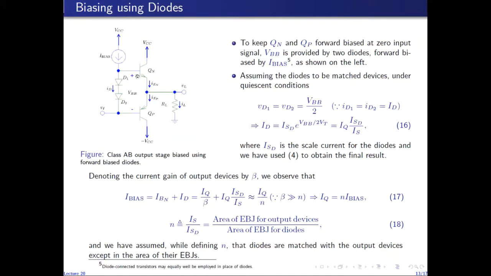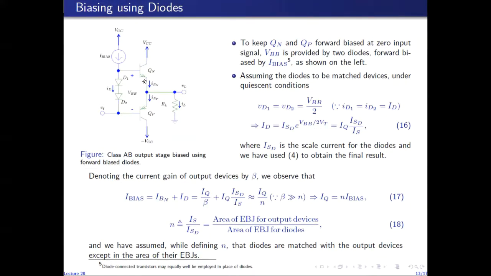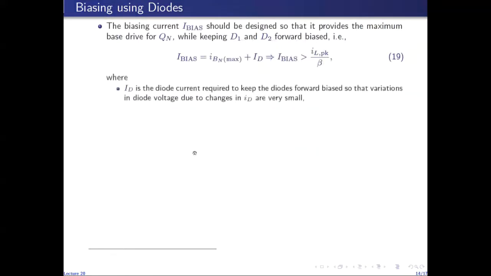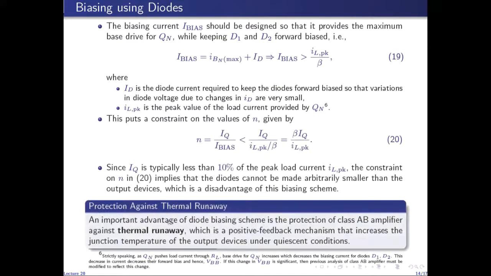So this is a positive feedback mechanism, which just keeps on increasing the temperature of the device. And if not checked, then obviously it will raise the temperature of the device to a point where the device will get damaged. So hence the name thermal runaway, that the situation runs away thermally, gets out of control if not checked. So biasing using diodes provides an inherent protection against this phenomenon.